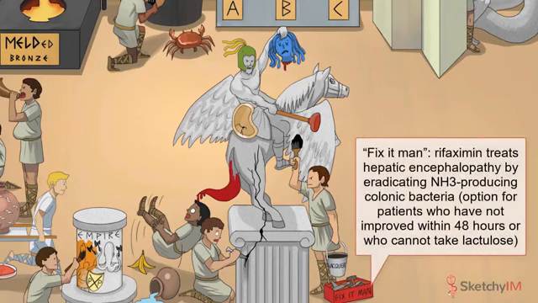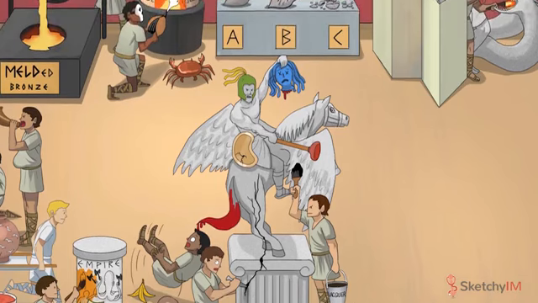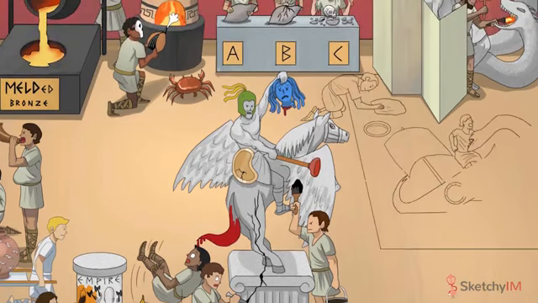For patients who have not improved within 48 hours or who cannot take lactulose, rifaximin is another treatment option. It reduces ammonia production by eliminating ammonia-producing colonic bacteria. Together, treatment of the underlying cause and reduction of serum ammonia concentrations will result in improvement in the patient's mental status. All right, that's it for hepatic encephalopathy. On to portal vein thrombosis.